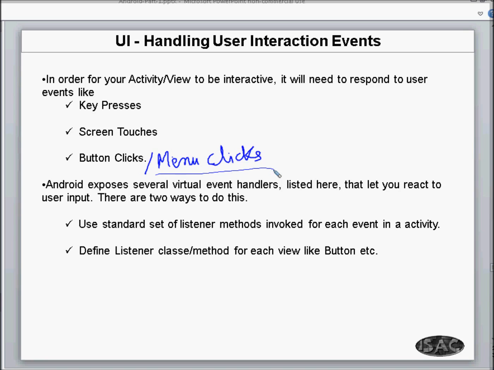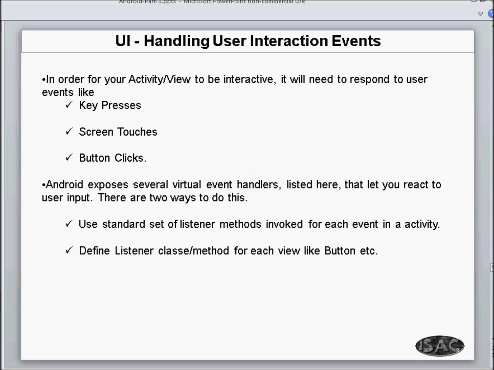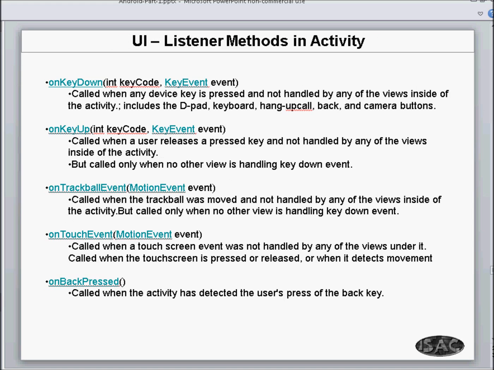Now, let us see these various topics. By default in Android, each activity has listener methods called OnKeyDown, OnKeyUp, OnTrackBall event, OnTouch event, Motion event, OnBackPress. So these are the various things which are there.